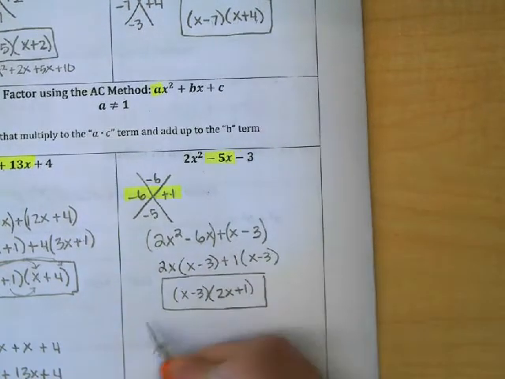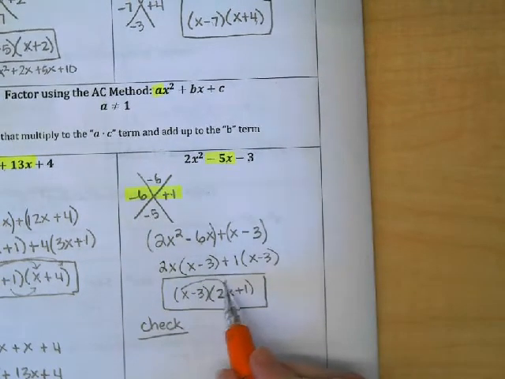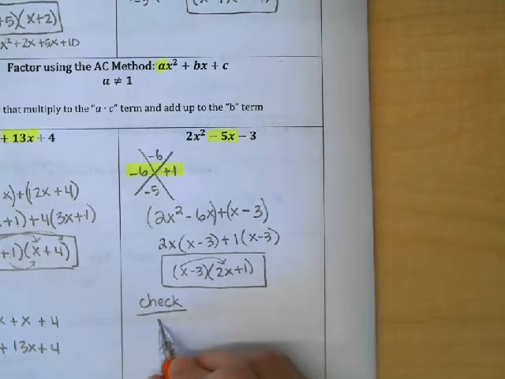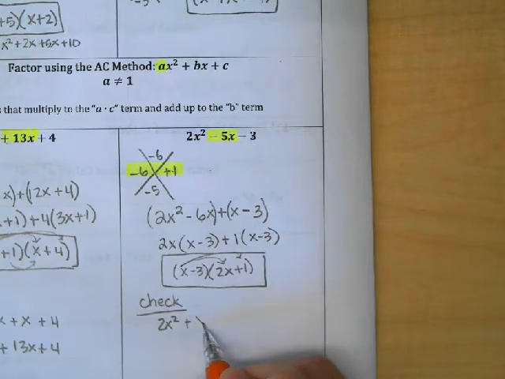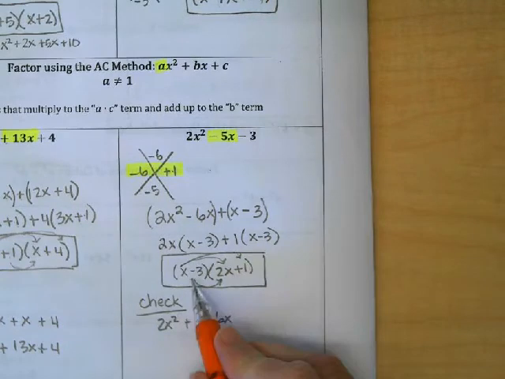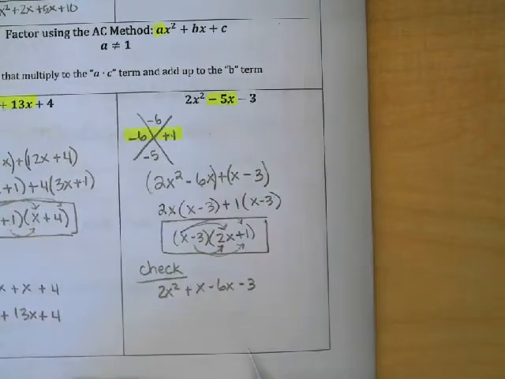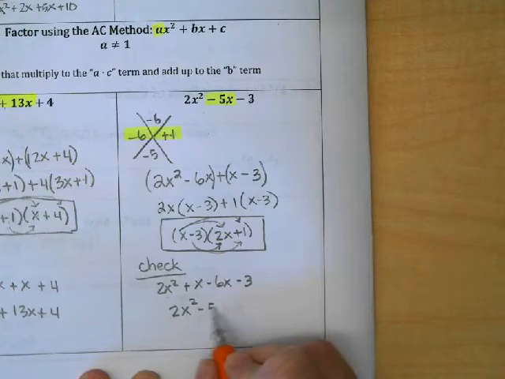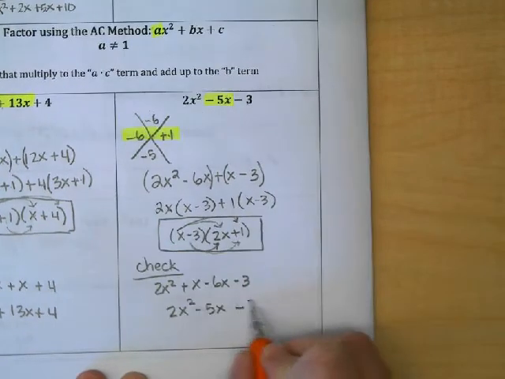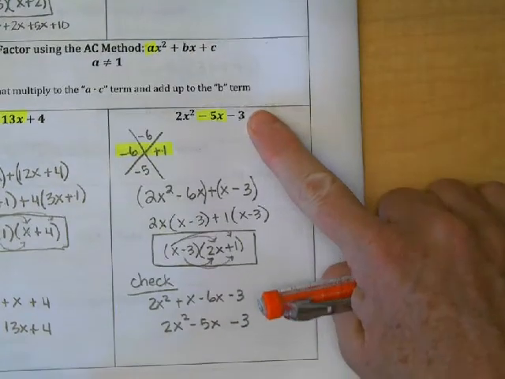Okay, let's check and make sure that we got it right. X times 2x is 2x squared. X times 1 is x. Negative 3 times 2x is negative 6x. Negative 3 times positive 1 is a negative 3. And then I'm going to combine like terms. So 2x squared minus 5x minus 3. I know I did it right because my answer is right up there.